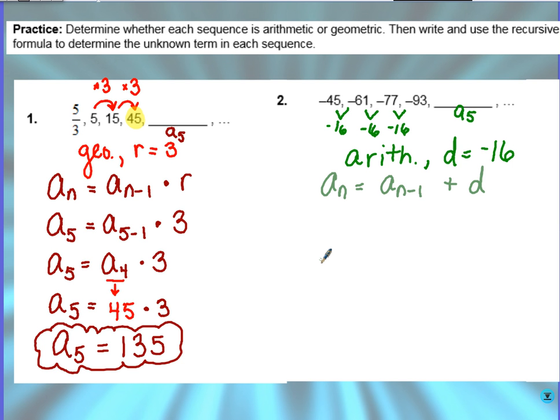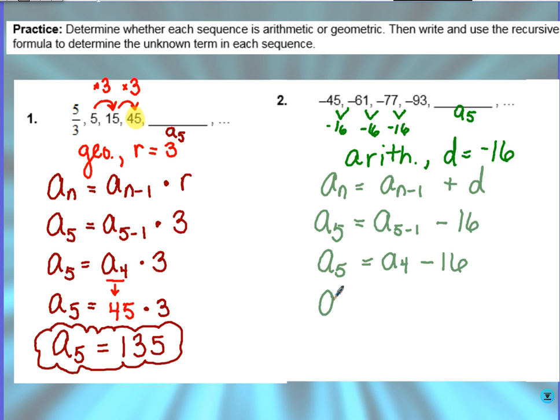In this example, we want to show how to get to the fifth term, so I will plug in n with 5. A sub 5 equals a sub 5 minus 1 plus d. A sub 5 equals a sub 4 plus, now I really could have replaced it up here. I didn't have to write d again because I already know that d is negative 16, which means we are adding negative 16, or if you'd like, we can just write that we are minusing 16. Remember, those two are equivalent.